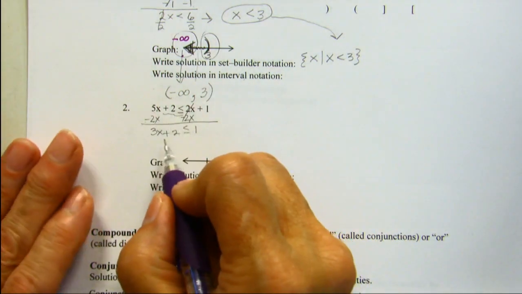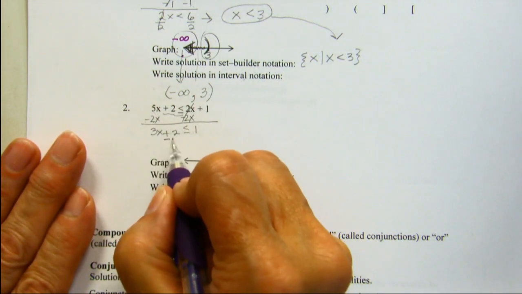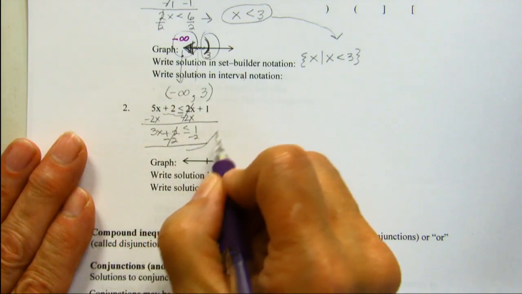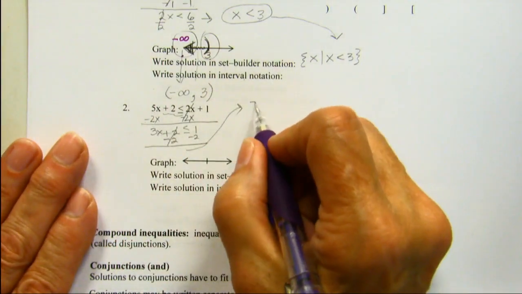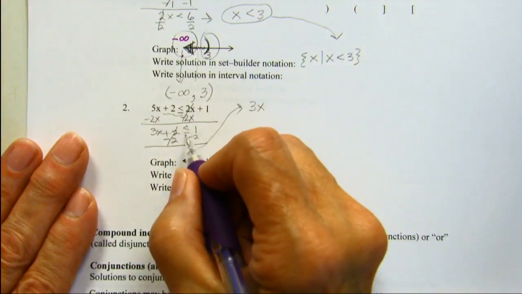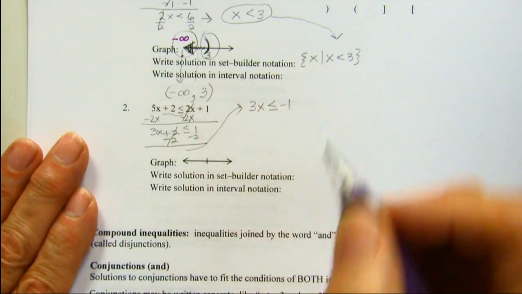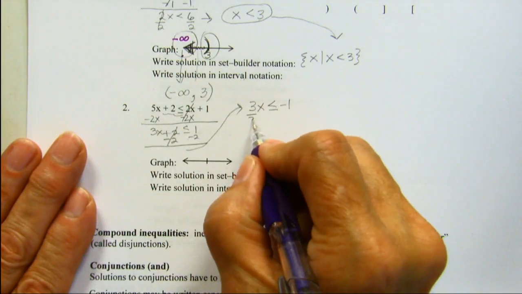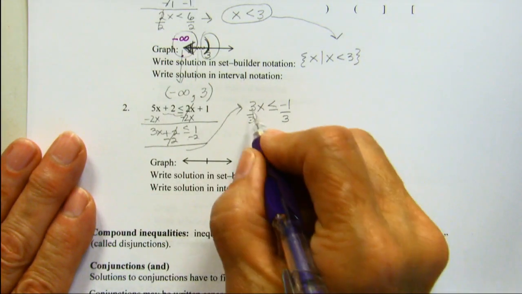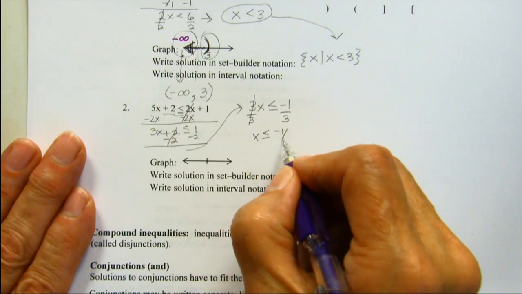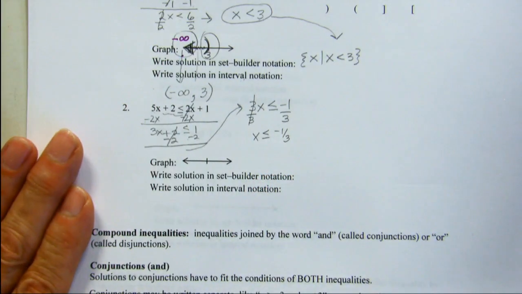Okay, I've got to subtract my 2 on both sides. I'm left with 3x less than or equal to 1 minus 2, which is negative 1. Divide by my coefficient, x is less than or equal to negative 1/3.